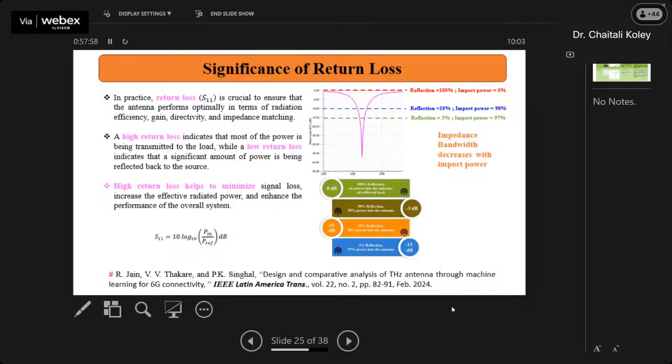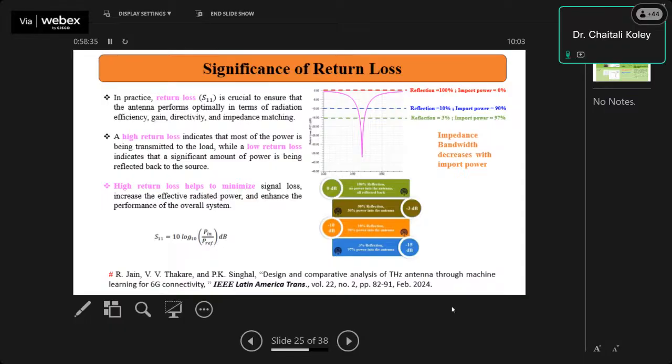Sorry. Let me start with the return loss. From the figure itself, you can see that return loss is normally defined as a parameter that is 10 log of P in by P reflected. A high return loss indicates low reflected power, and it transfers the majority of power from the source to the load side. If it is a low return loss, it indicates that the majority of power is reflected back to the source.